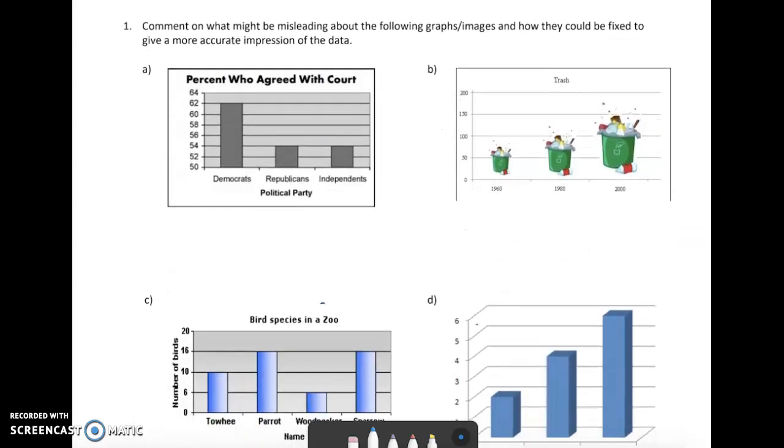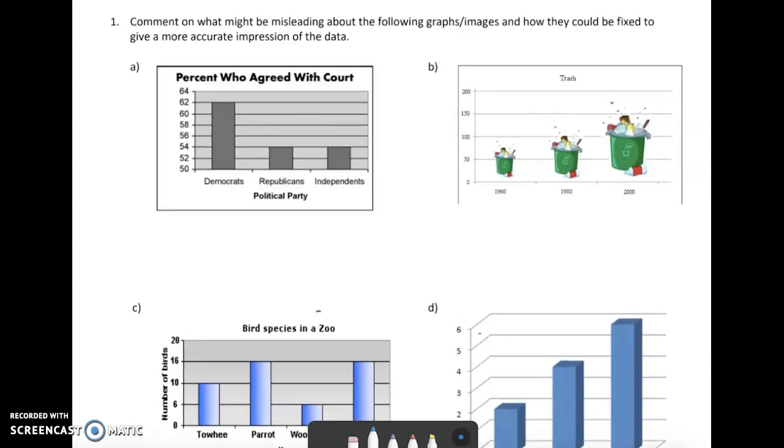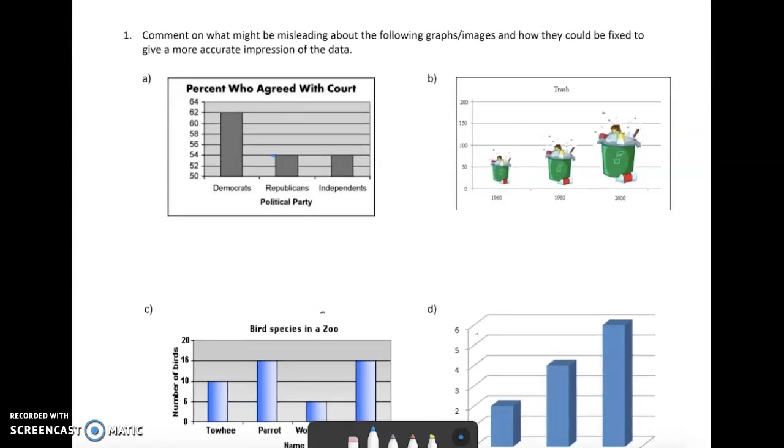So the first one, we've got the percent who agreed with the court, and then we have it broken down by Democrats, Republicans, and independents. And at first glance, what your eye is drawn to is the height of the bars. So we can see that the Republicans and independents are equal, but it looks like height-wise that the Democrats are 3 times in height. So it appears, if you just look at it really closely, that 3 times as many Democrats agreed with whatever this was than the other two parties.